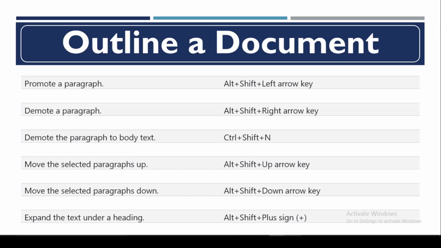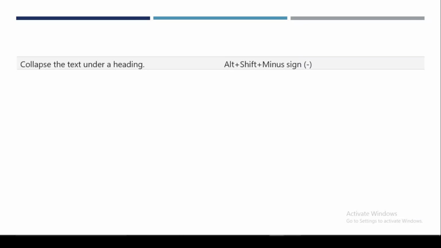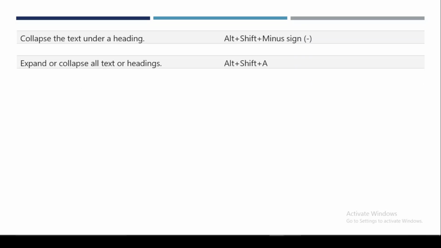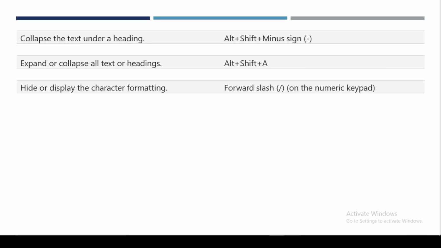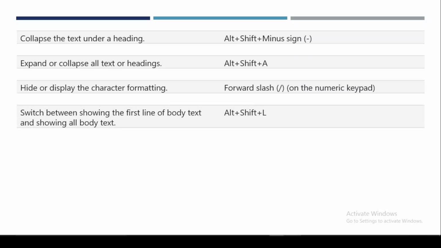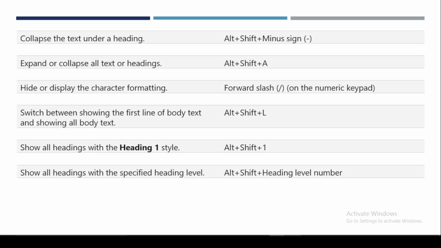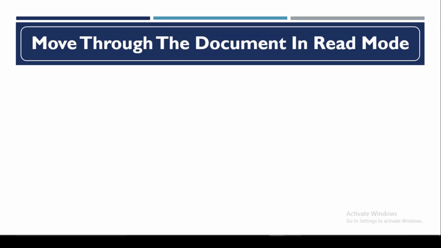Expand the text under a heading. Alt plus Shift plus plus sign, collapse the text under a heading. Alt plus Shift plus minus sign, expand or collapse all text or headings. Alt plus Shift plus A, hide or display the character formatting. Slash, switch between showing the first line of body text and showing all body text. Alt plus Shift plus L, show all headings with the heading 1 style. Alt plus Shift plus 1, show all headings with the specified heading level. Alt plus Shift plus heading level number, insert a tab character. Control plus Tab.